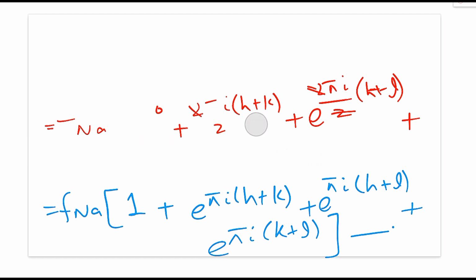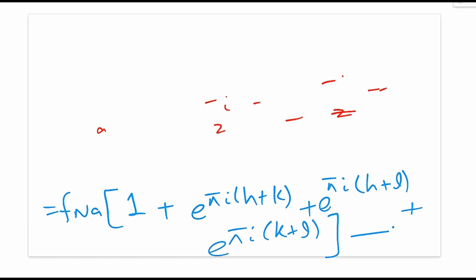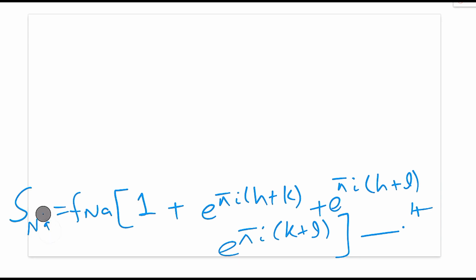for sodium part only, and we need to do it for the chlorine as well. Let's see what we will get for the chlorine, and after that we'll sum it up for sodium and chlorine. Now let's do it for chlorine, and we can see what we will get.